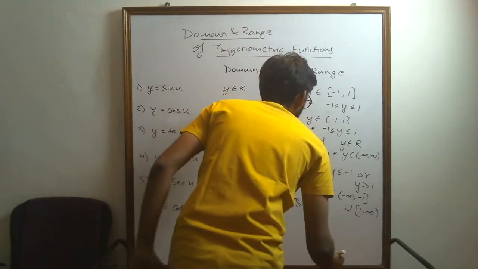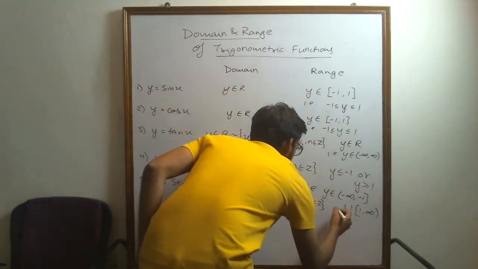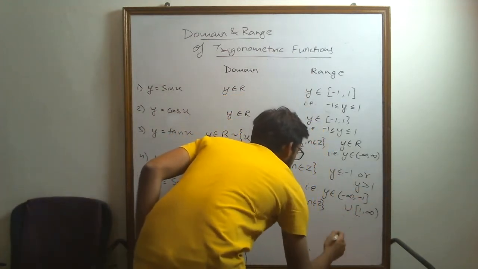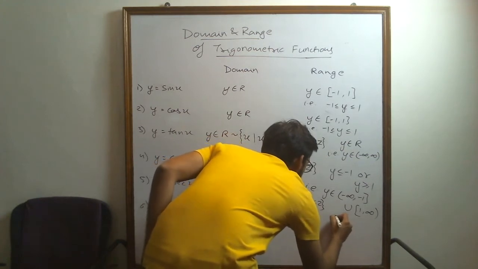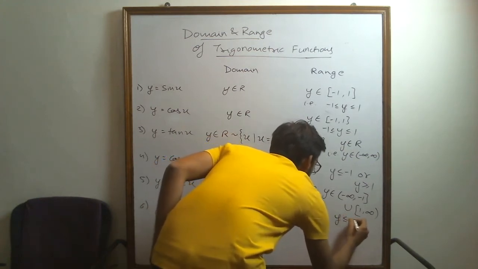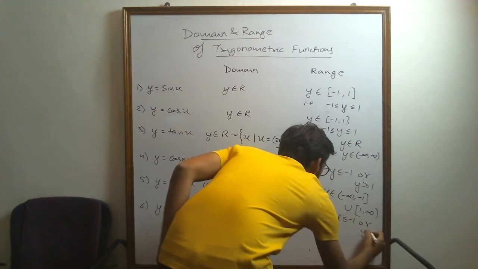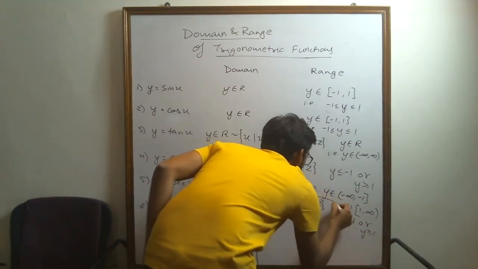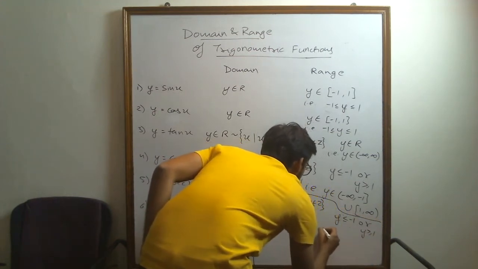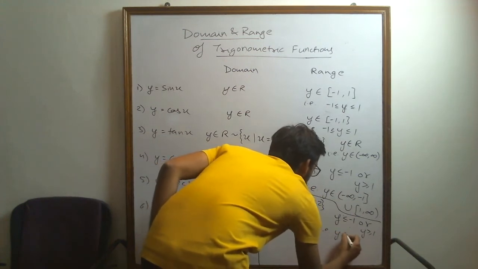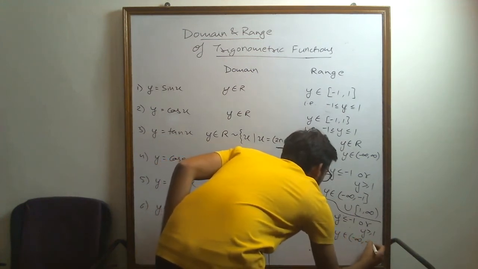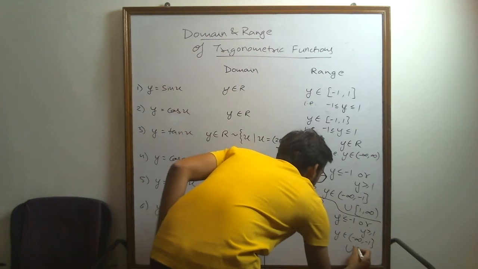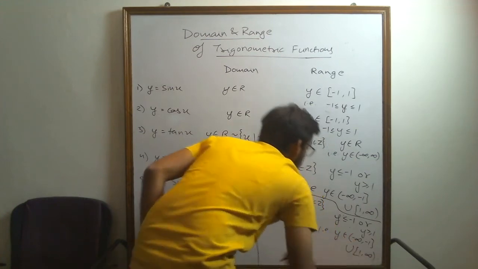The range of sec x is the same as the range of cosec x for the same reasons. So the range of sec x is y less than or equal to -1 or y greater than or equal to 1. That is, y belongs to the set of -infinity to -1 closed interval union closed interval 1 to infinity.